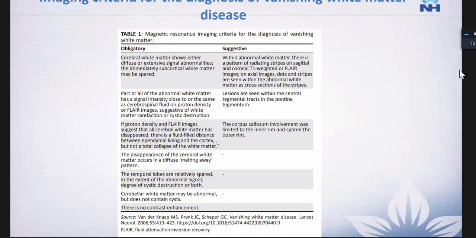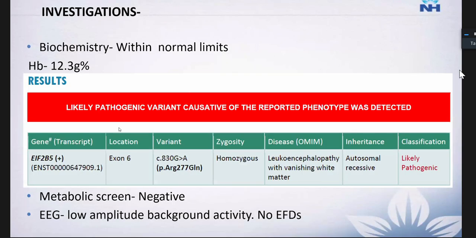And whenever you see the follow-up scan of this child, you will see cavitatory lesions in the brain parenchyma. But here, as compared to mitochondrial disease, the cavitations are very ill-defined and irregular in appearance. So that is one of the things that you should be aware of. So investigation was done, and ultimately the genetic result came out positive for the EIF2B5 gene, that is positive for leukoencephalopathy with vanishing white matter disease. Right. So this was the case of vanishing white matter disease.